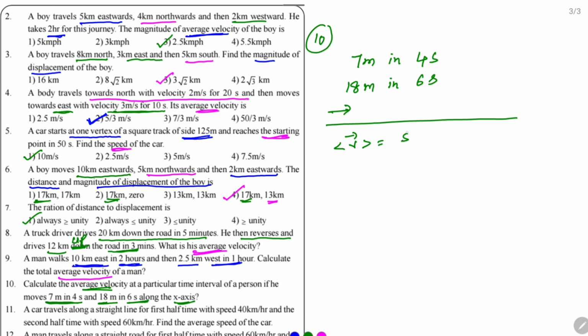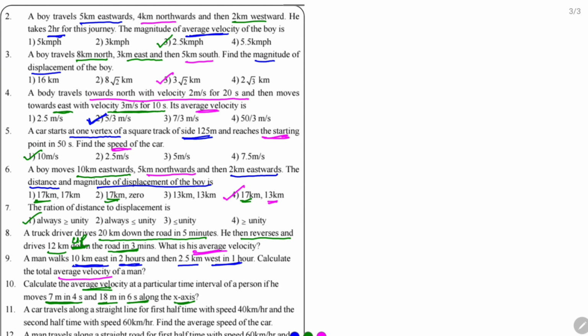What is average velocity? Displacement over time. What is the displacement here? As he is moving in a straight line, displacement is equal to 18 plus 7, which is the same as distance, divided by the time, 4 plus 6, which is 10. So it is equal to 25 over 10, which is equal to 2.5 meters per second. This is your answer. Next, question number 11.